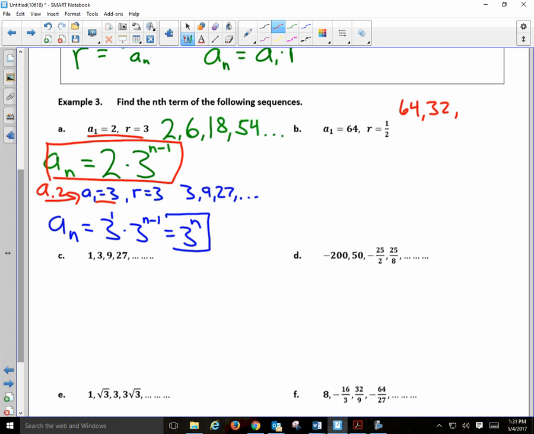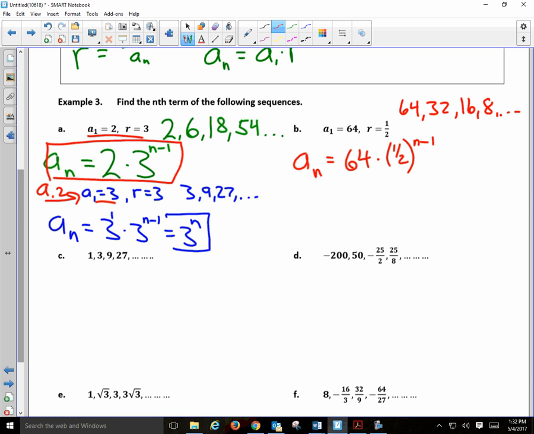First term is 64. Next one's 32. What's one after that? 16, 8, so on and so forth. Okay, you're multiplying each one by 1/2. So if we want to figure out a sub n, it's the first term, 64, times what? 1/2 to the n minus 1 power.